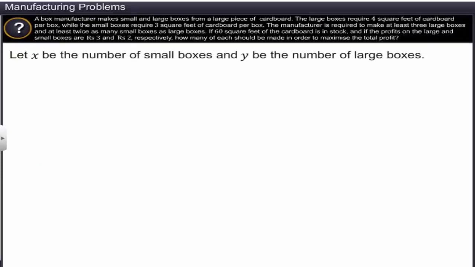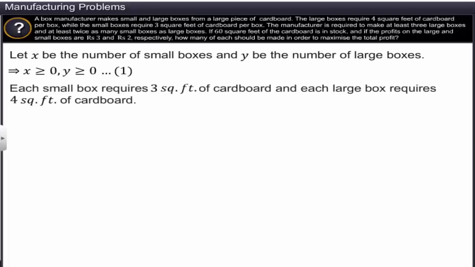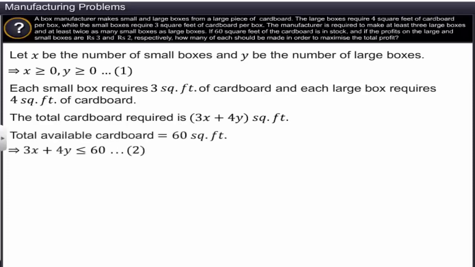Let us start with the solution now. Let x and y be the number of small and large boxes respectively. This implies that x and y are greater than or equal to 0. It is given that each small and large box requires 3 square feet and 4 square feet of cardboard respectively. Therefore, the total cardboard required is 3x + 4y square feet. 3x + 4y should not exceed 60 square feet, as the cardboard available is only 60 square feet.